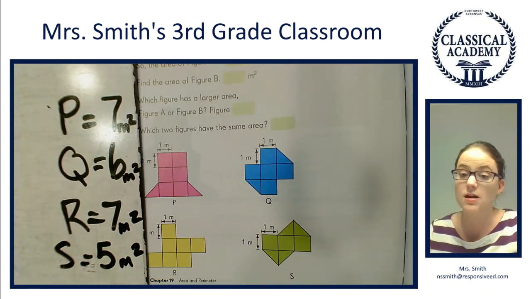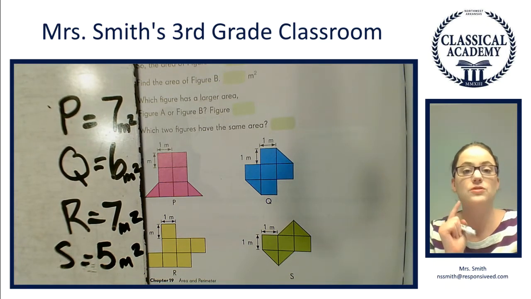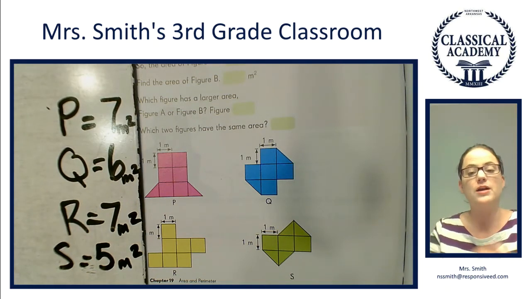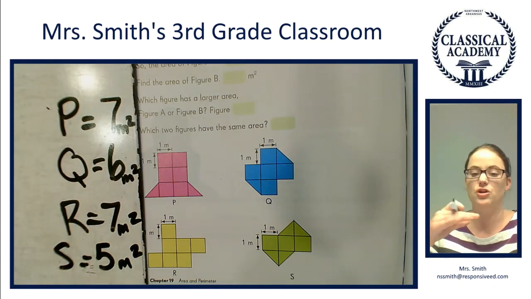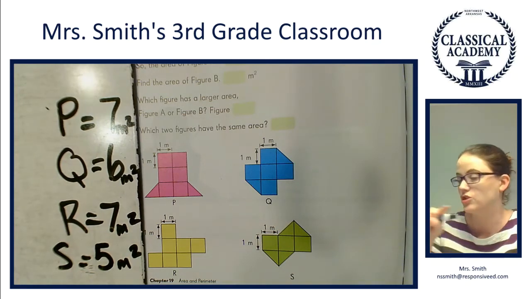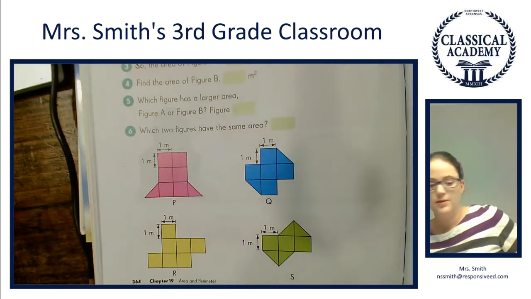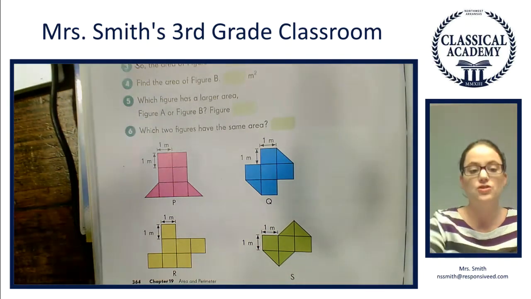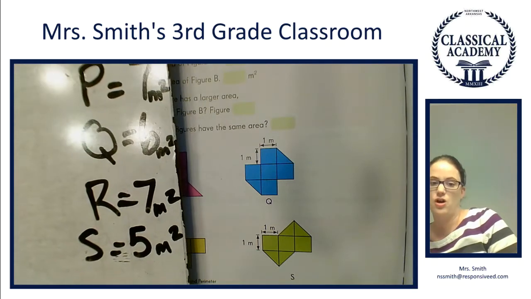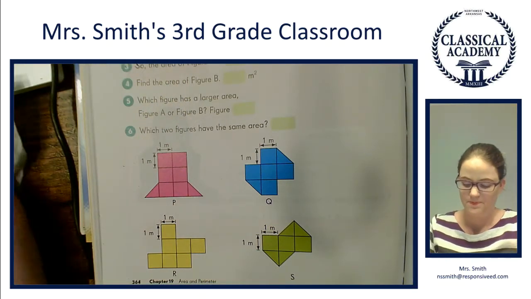Remember our unit song. You have to write the unit every single time, especially when you're talking about area and perimeter. Area is two-dimensional. It has a length and a width. If you just write meters, it's only one straight line. All right, very good. So the answer to the question, which 2 have the same area? P and R have the same area.